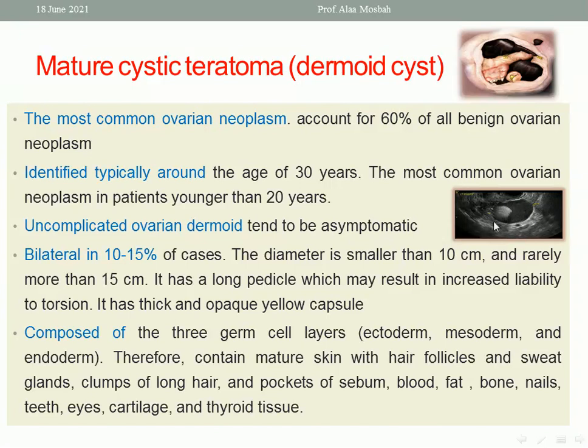You can see it bilateral in 10 to 15% of cases. The diameter usually ranges between 5 to 10 centimeters, rarely exceeding 10 or 15 centimeters.